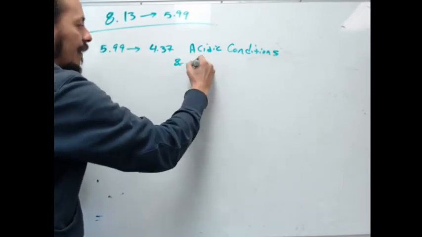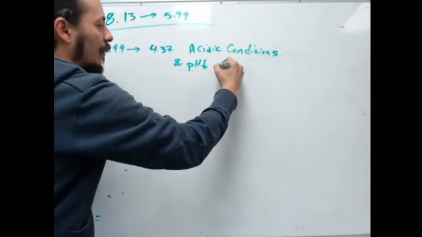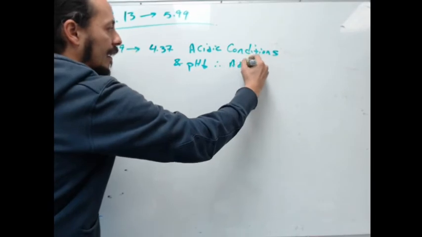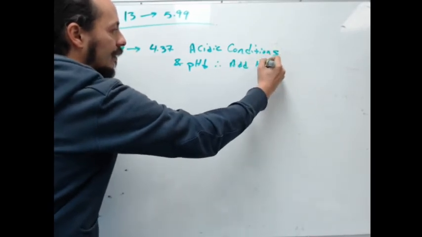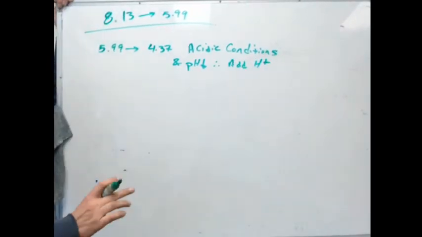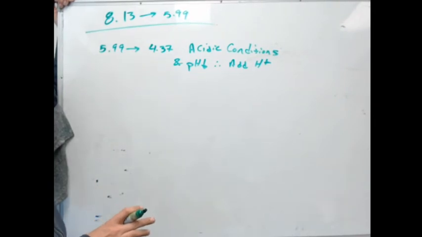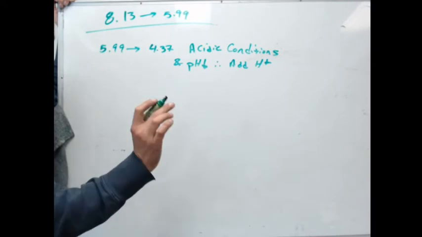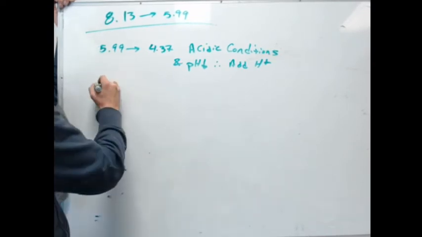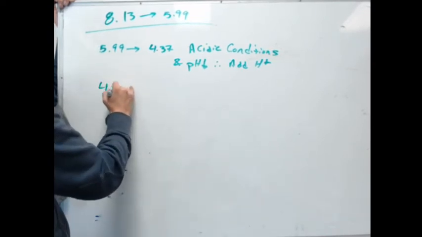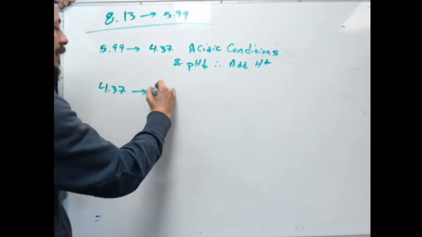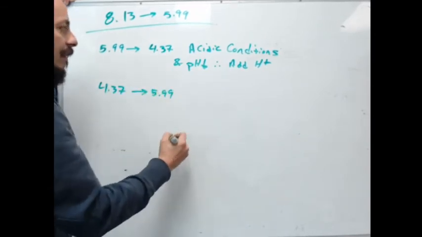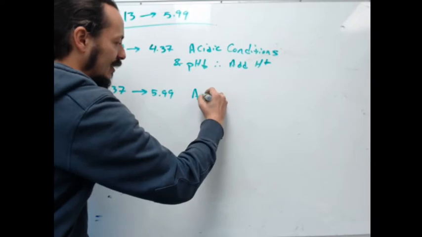And pH is going down, so add H+, right? That's fine. And I should get a value associated with that. Right? Now, if I looked at the reverse, if I looked at 4.37 to 5.99, I'm still in acidic conditions.